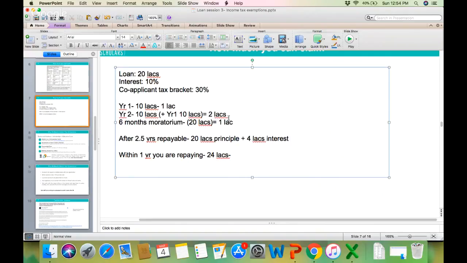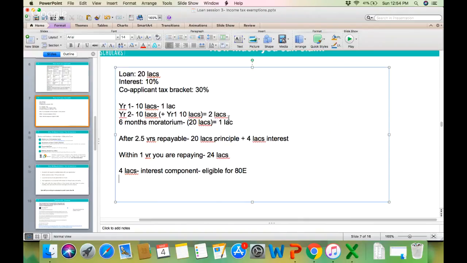Now on this 24 lakhs, 4 lakhs was your interest. As I mentioned, section 80E is only on the interest component. So your interest component is eligible for 80E. Now your co-applicant is in the 30% income tax bracket. So when he is in the 30% income tax bracket, you will be able to get 30% of 4 lakhs as exemption.